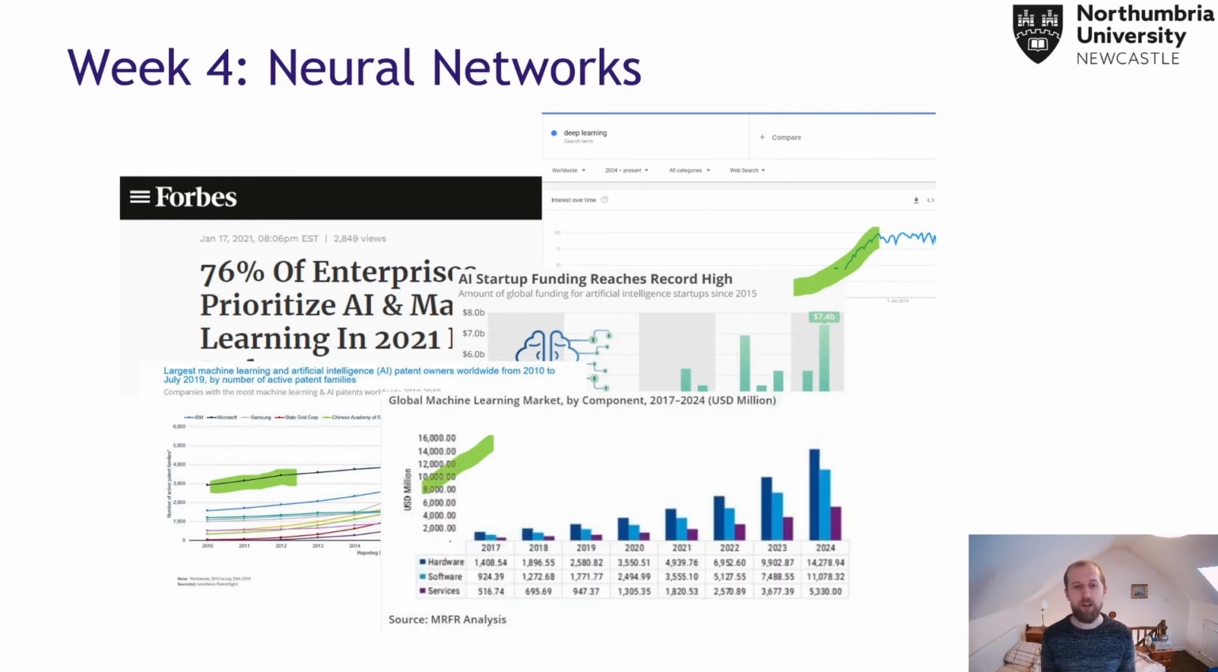And then lastly, the global machine learning market. Again, you see similar trends, but this is forecasting to 2024. And you should see again that this course is going to put you in a fantastic position to get a job because there's just so much more demand for machine learning and deep learning in industry.